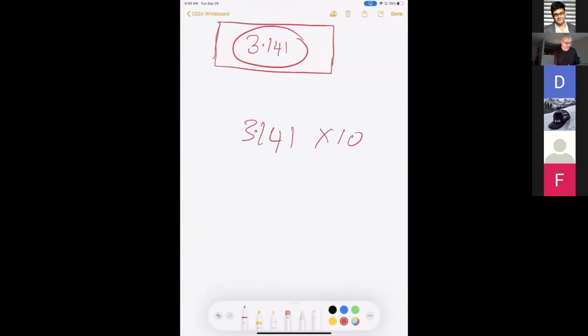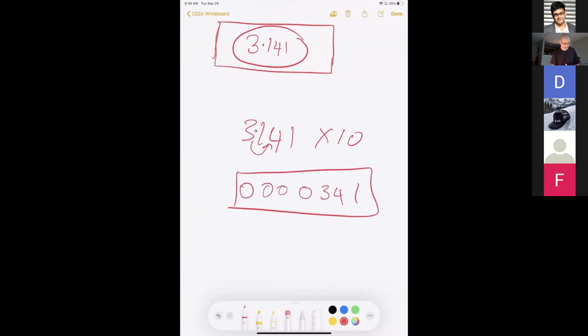3.141 times 10, what happens? The dot moves one step to the right. Yes, 31.41. If I divide it by 10, the dot moves one step the other way. So you can think of it as if I had this number, 341, and then lots of zeros here. If I multiply that by 10, the whole thing shifts this way by 1. I get 3410. So every time I multiply by 10, the whole number shifts to the left and a 0 is added here. Every time I divide by 10, the whole number shifts this way and a 0 is added there.